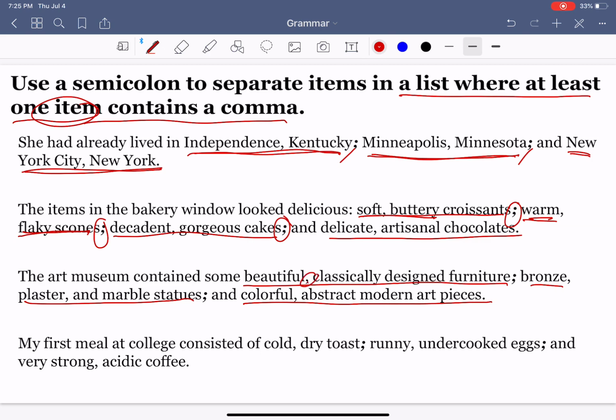Each item in the list has a comma in it. So therefore, we have to use semicolons to separate each item in the list, because otherwise it would be confusing. Otherwise, it would be unorganized.